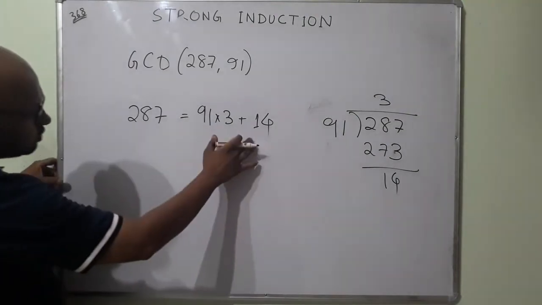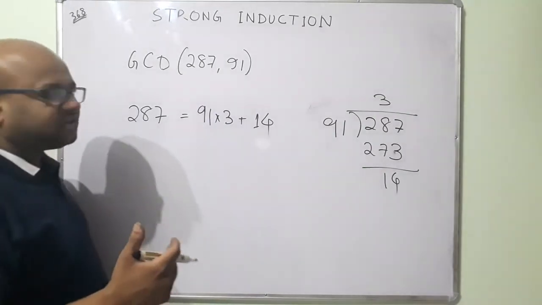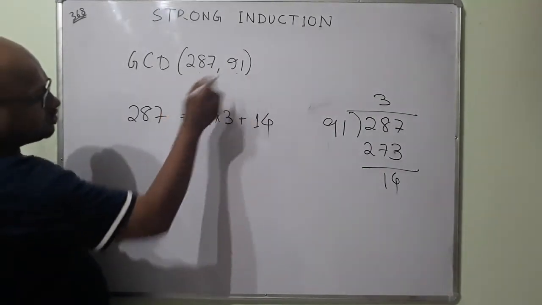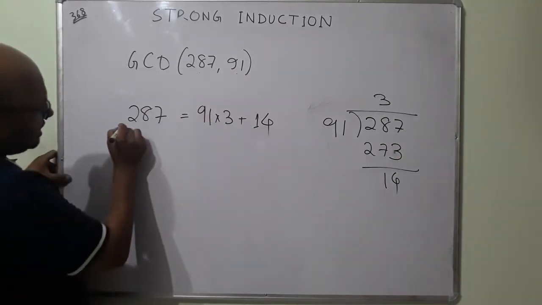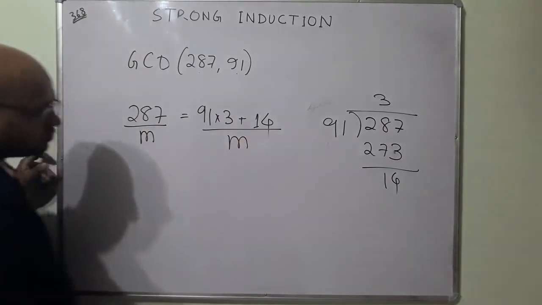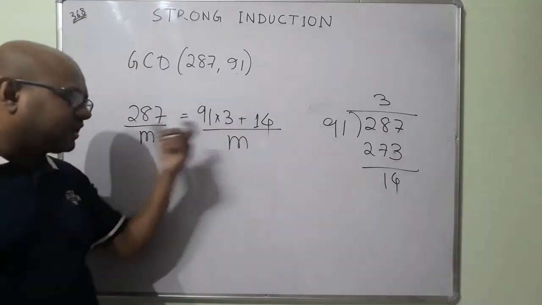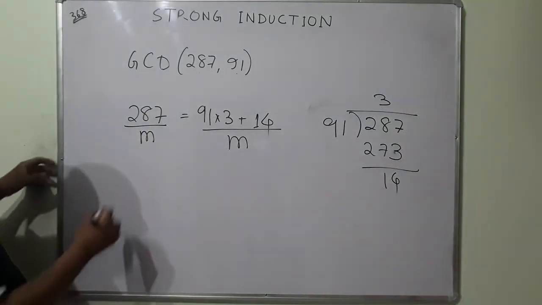Okay, this is equal to this, so let us say m is a divisor of both these numbers, so m divides both of these numbers. Okay, so what do I know? If I divide this side by m and this side by m, of course I can do this, these two are equal, so I can divide both of the sides by m, then this will be equal. Okay, now what do I know?